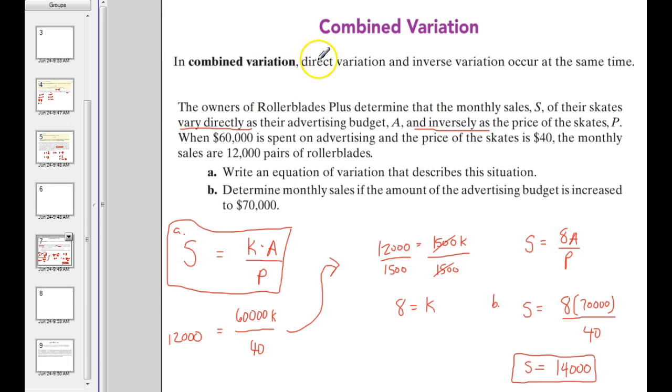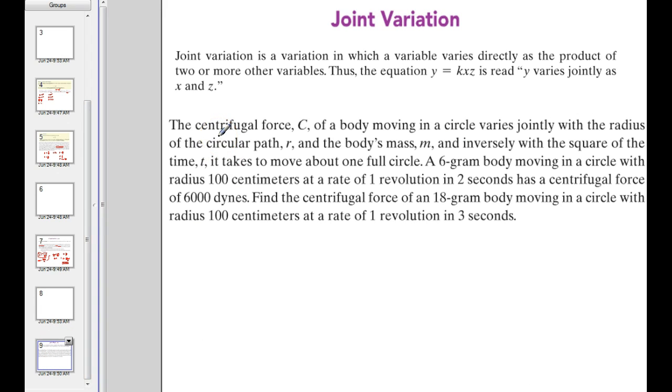Alright, combined variation just means direct and inverse. When you see those phrases, it means you're going to have multiplication and division going on in this problem. Alright, and then joint variation typically means we have direct variation between more than one variable. So y equals k times x times z is y varies jointly as both x and z. Okay, so when you see joint variation, we have direct variation between more than one variable.